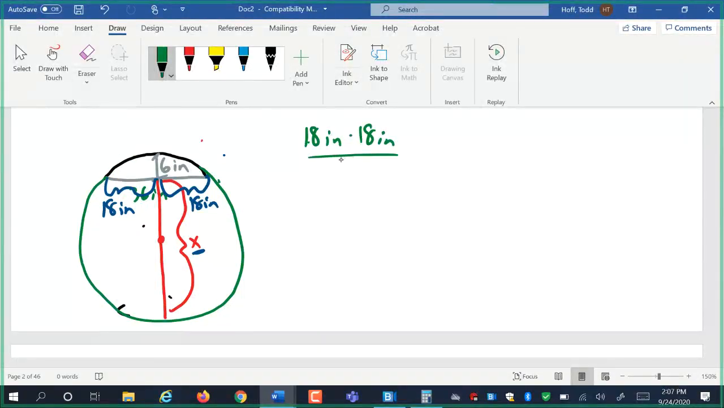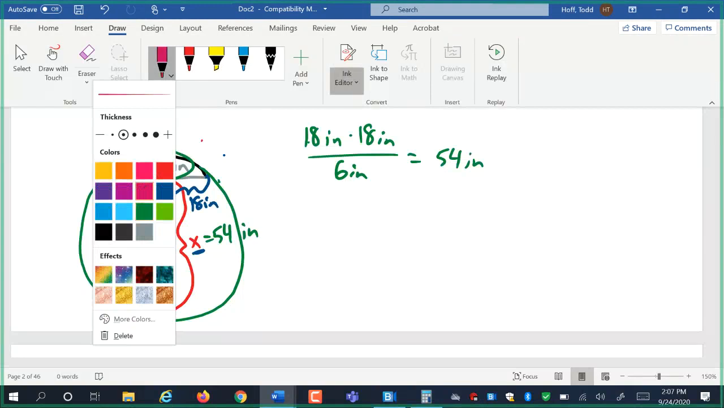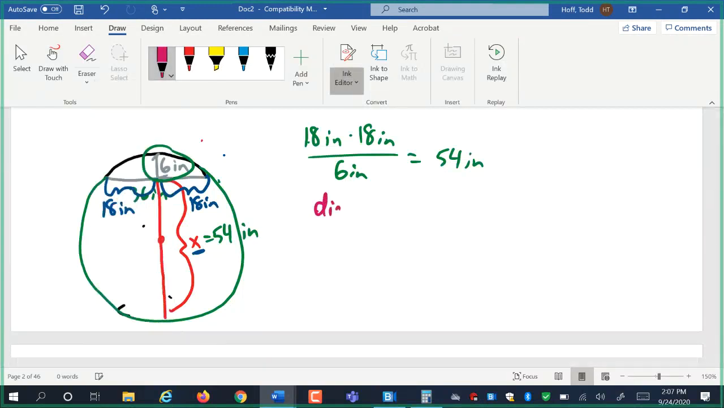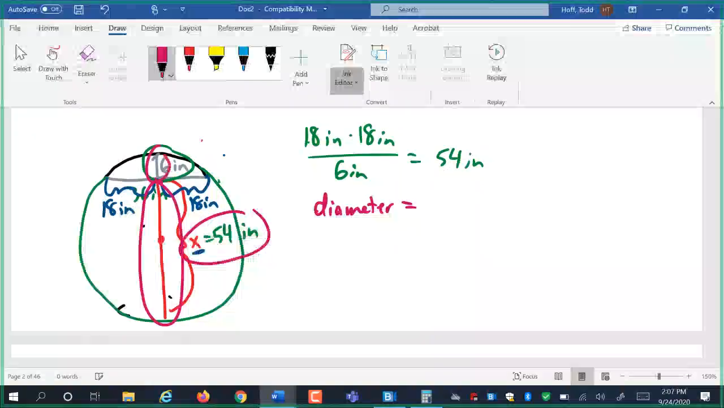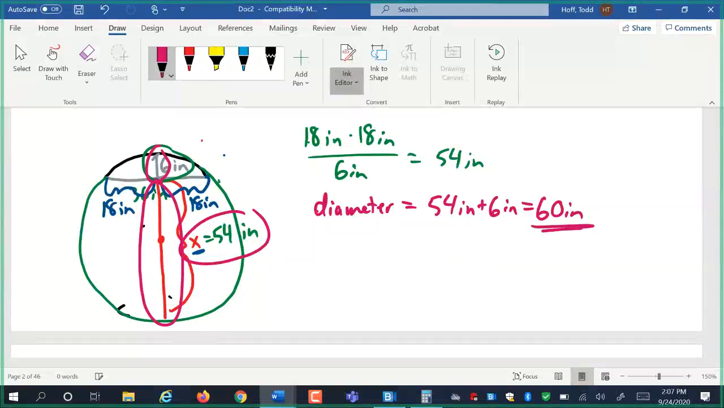So I'm just going to take 18 inches times 18 inches and divide by this 6 inches here, which gives us 54 inches. X here has to be 54 inches long. So now we know the diameter of the circle. The diameter of the circle is this 54 inches plus this 6 inches. In other words, 60 inches is the diameter of the circle.